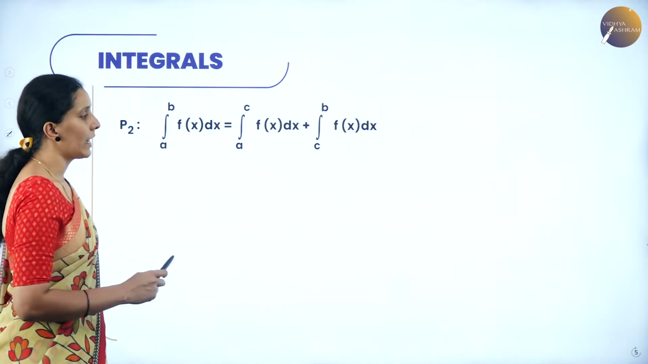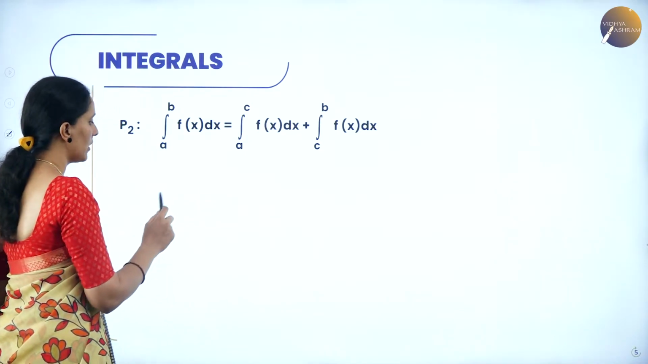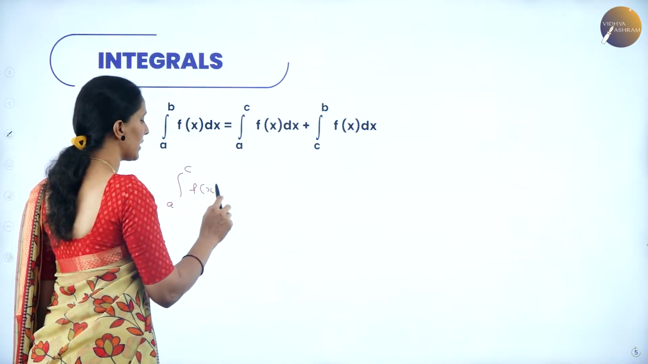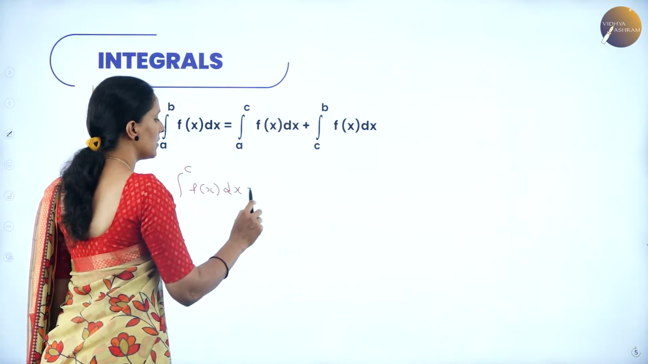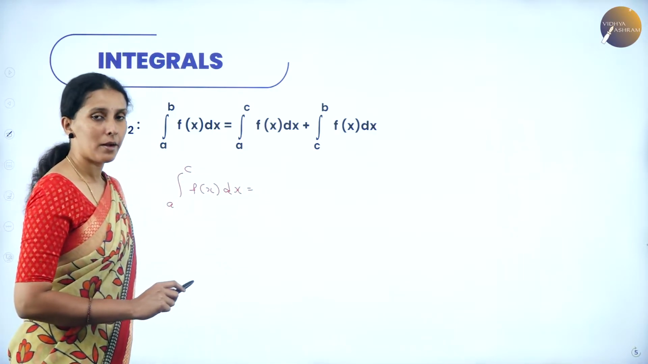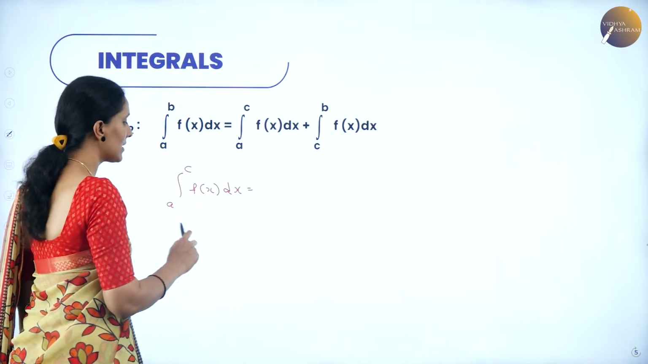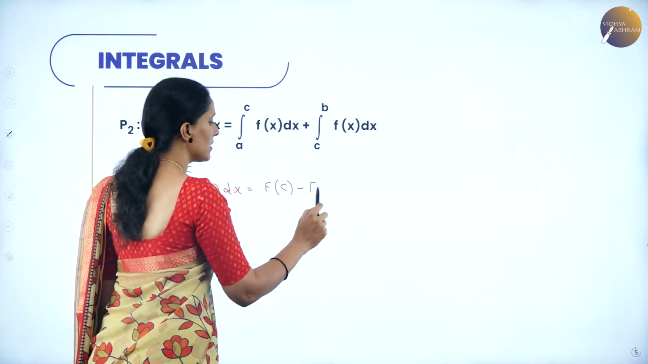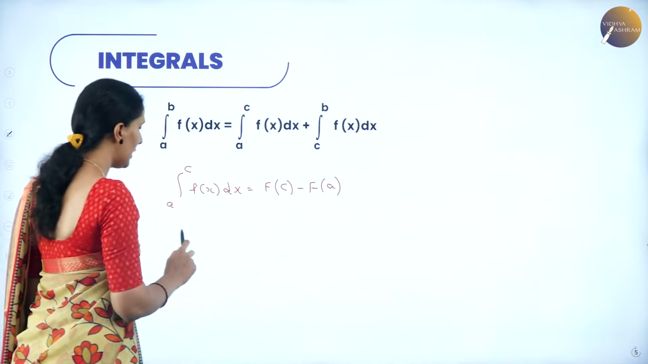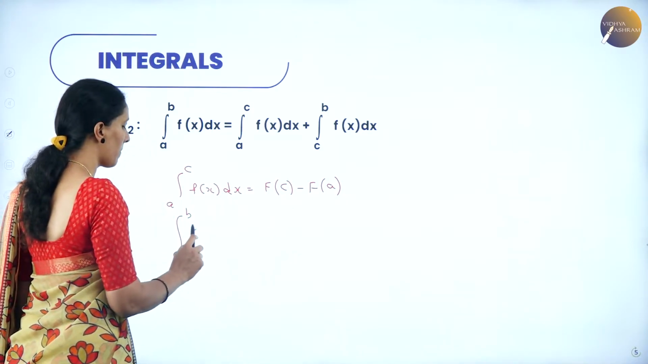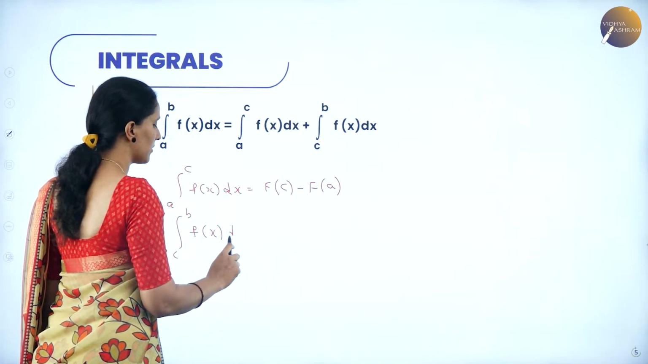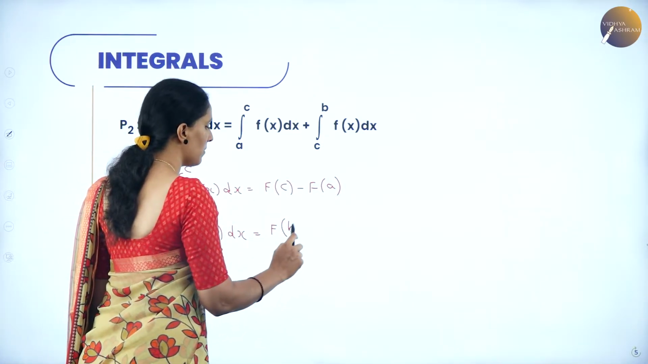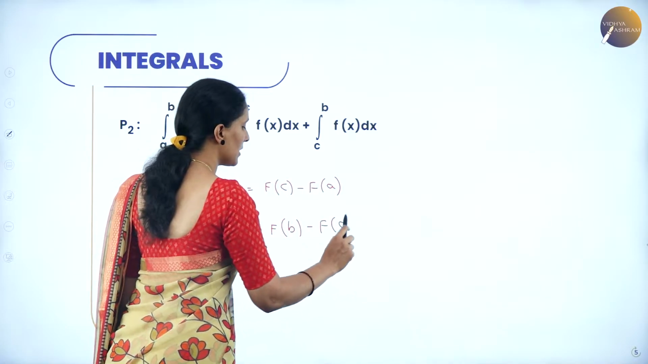So let me take the right hand side. Let me take integral a to c f of x dx. Use the second fundamental theorem of integral calculus. What does it say? It says the value is F of c minus F of a. Similarly, take c to b f of x dx. What is this? F of b minus F of c.